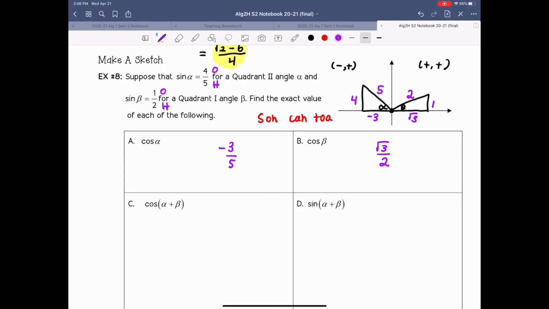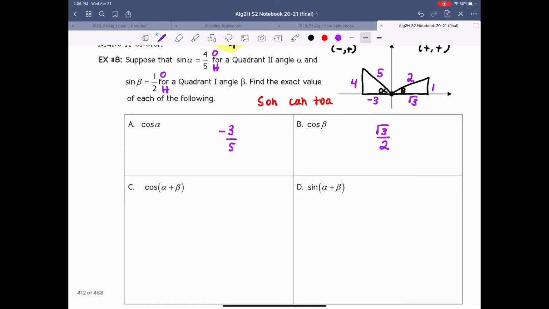All right, moving down to part C, a little bit more involved, we have the cosine of alpha plus beta. Well, keep in mind here that the cosine of alpha plus beta can be expanded into the opposite operation, minus, and then we group it as cosine, cosine, and sine, sine. So let's go ahead and break this apart. This can be written as the cosine of alpha times the cosine of beta, opposite operation, so we're going to turn this to subtraction, and then we have the sine of alpha times the sine of beta.